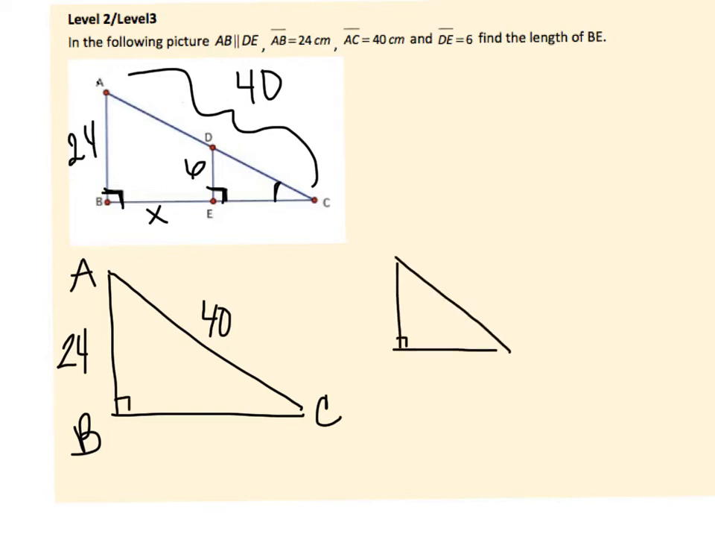I know both of those are right angles. So, and then this is going to be D, E, and C. So DE was 6, and I didn't know DC, and I didn't know EC. Okay, but I want to find BE.